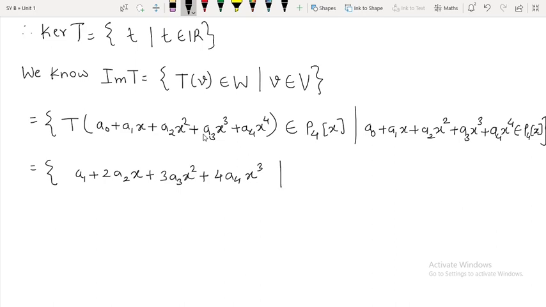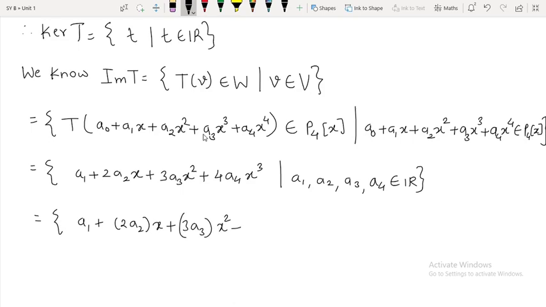such that a0 is not there, so such that this a1, a2, a3 and a4 belong to R, right? So this is further equal to, now you can do your simple adjustments. So this can be written as a1 plus twice a2x plus thrice a3x square and plus 4a4x cube, okay, such that, now see, actually over here this twice a2, thrice a3 and 4a4 are nothing but some real numbers.